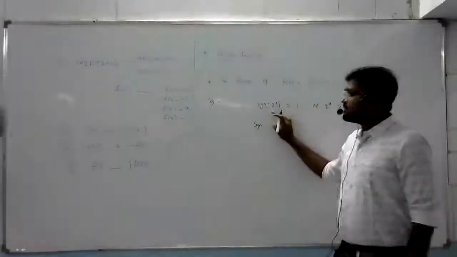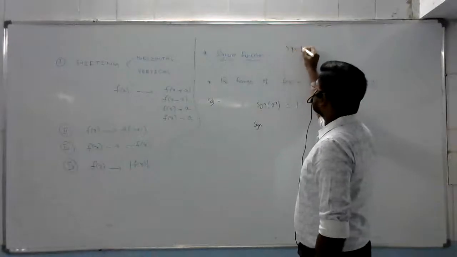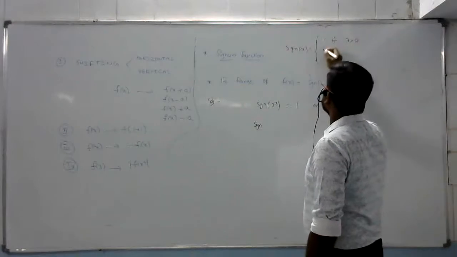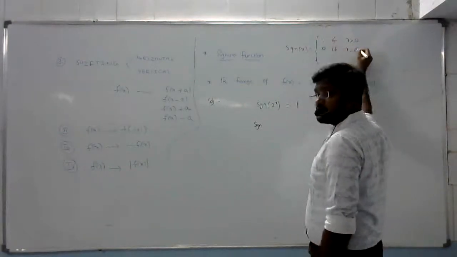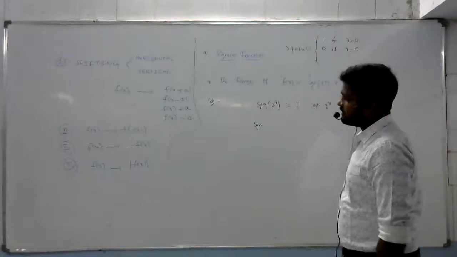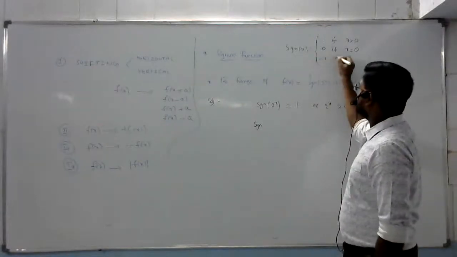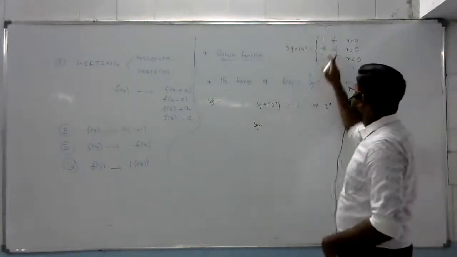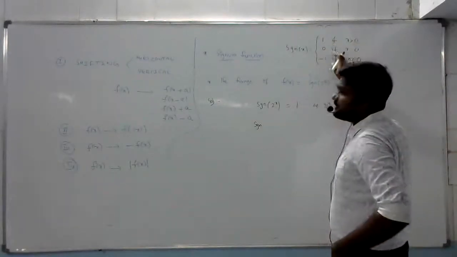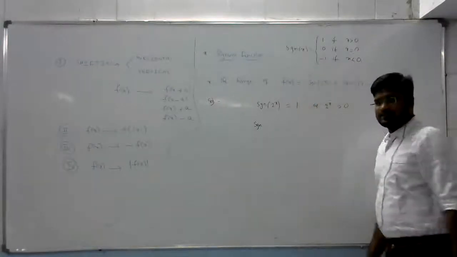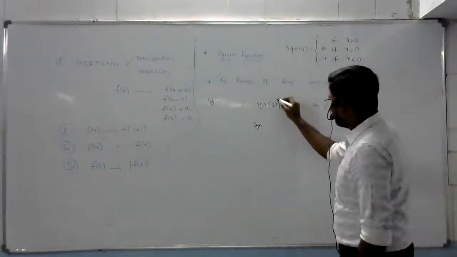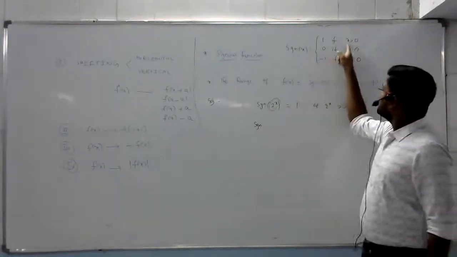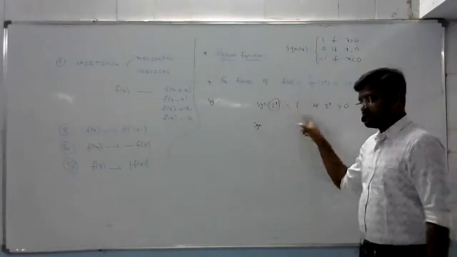And if you remember the definition of the signum function, what is that? I'll write it again. Signum of x is equal to 1 if x is greater than 0, 0 if x is equal to 0, minus 1 if x is less than 0. Right? Plus 1 if x is greater than 0, 0 if x equals 0, minus 1 if x is less than 0. So in the same way, 2 power x is positive, right? So definitely if x is greater than 0, signum of x is 1.